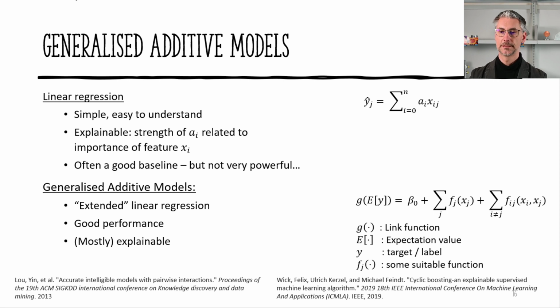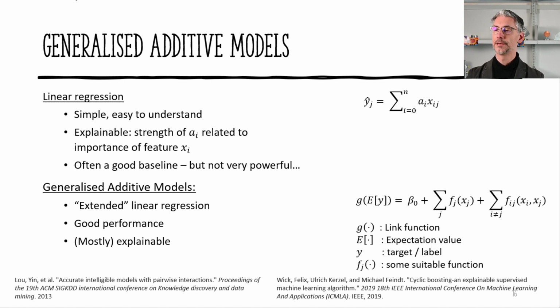You can also extend linear regression to generalized additive models. The linear regression has the advantage that it's very simple and easy to understand, and it's also explainable because the strength of the parameter A are related to the importance of the features. This is often a good baseline, as we said, but it's not very powerful. Generalized additive models extend the linear regression and show good performance in many applications, and they're mostly explainable as well.